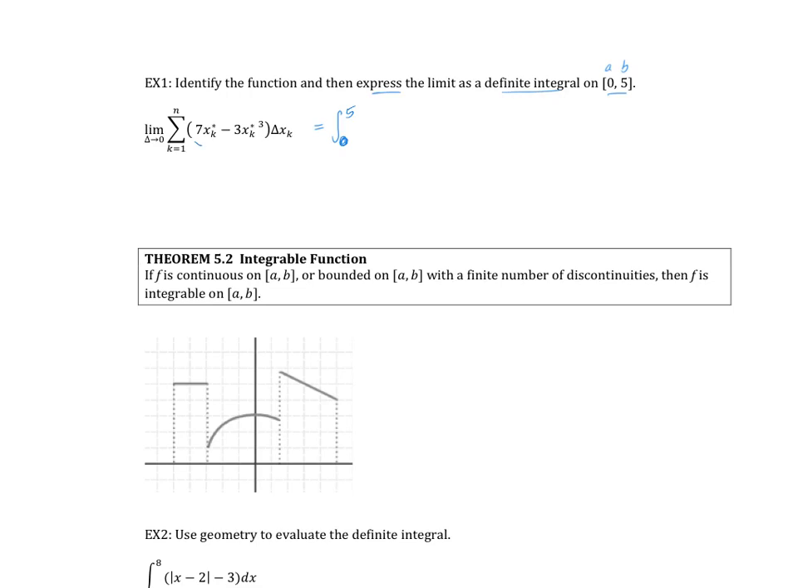And our function is going to be what's inside the parentheses here. But when we write it in function notation, we don't need to write x sub k star. We just write x. So this becomes, in parentheses, 7x minus 3x to the third. And then we replace this delta x sub k with our dx. Sometimes people get lazy when they're writing out their integrals and they forget the dx, but that's really important because remember that's the width of your rectangle. So if you leave off the dx, you don't have a rectangle.